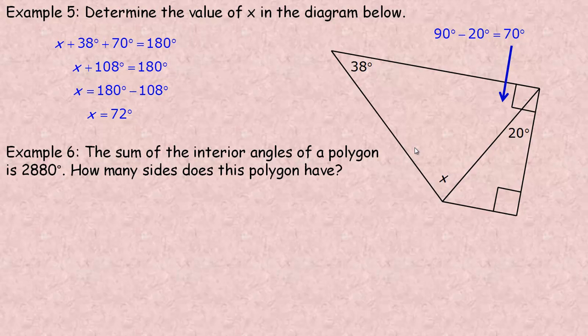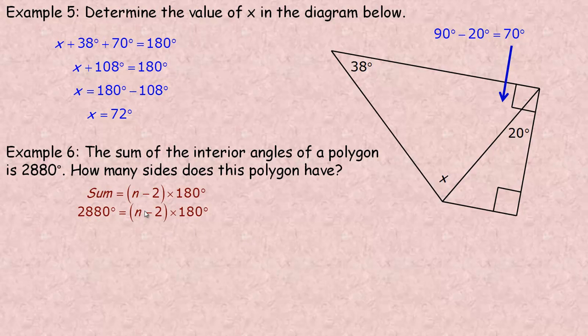Example number 6 says the sum of the interior angles of a polygon is 2880 degrees. So we don't know how many sides the polygon has. That's what we're asked to find. How many sides does this polygon have? So we can use that same formula as on the previous page. And you see it's n we're trying to find, but we know the sum in this case. So 2880 goes in here. And we're trying to solve for n.